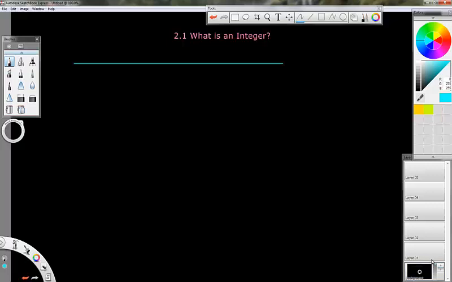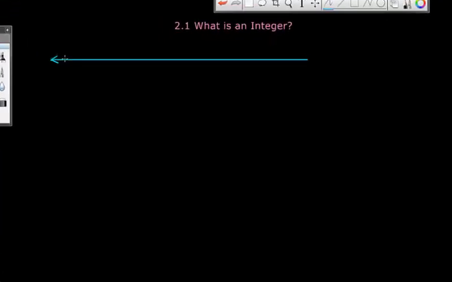Alright, so I'm making this video after the other ones, but I'm just going to kind of freehand all this. What is an integer? I think it's time to stop thinking about the beginning of the numbers being 0 and start thinking about 0 being the middle of the numbers.